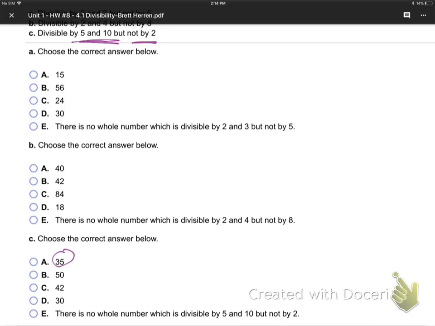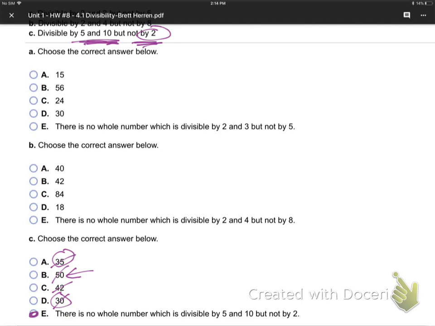Well, how about 35? Do 5 and 10 go into that one? Not 10. To be divisible by 10, what do you have to have at the end? 0. So not that one, not the 42. Now 50 is divisible by 5 and 10, and not by 2. Is it not divisible by 2? No, it is divisible by 2. Right? 2 goes into it. So it's not 50. It's got to be 5 and 10 have to go in, but not 2. How about 30? 5 goes in, 10 goes in, but so does 2.